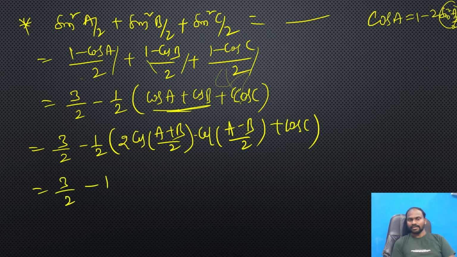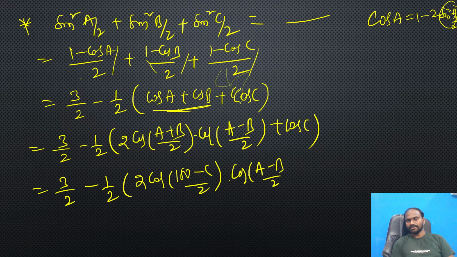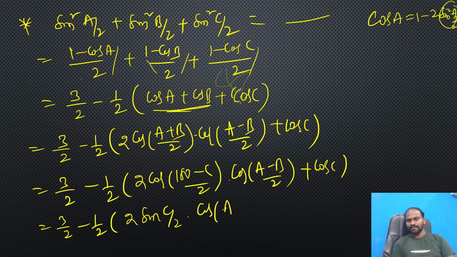So 3 by 2 minus 1 by 2. 2 cos A plus B, and A plus B is 180 because it is a triangle. I'm talking about a triangle, so A plus B is 180. So 180 minus C by 2 into cos of A minus B by 2 plus cos C. So now I will have 3 by 2 minus 1 by 2 into cos of 180 by 2, which is 90. 90 minus C by 2 is what, Nana? Sin C by 2. And cos of A minus B by 2 plus, since I have sin here, I will write cos C in terms of sin. Cos C in terms of sin is what, Nana? 1 minus 2 sin square C by 2.